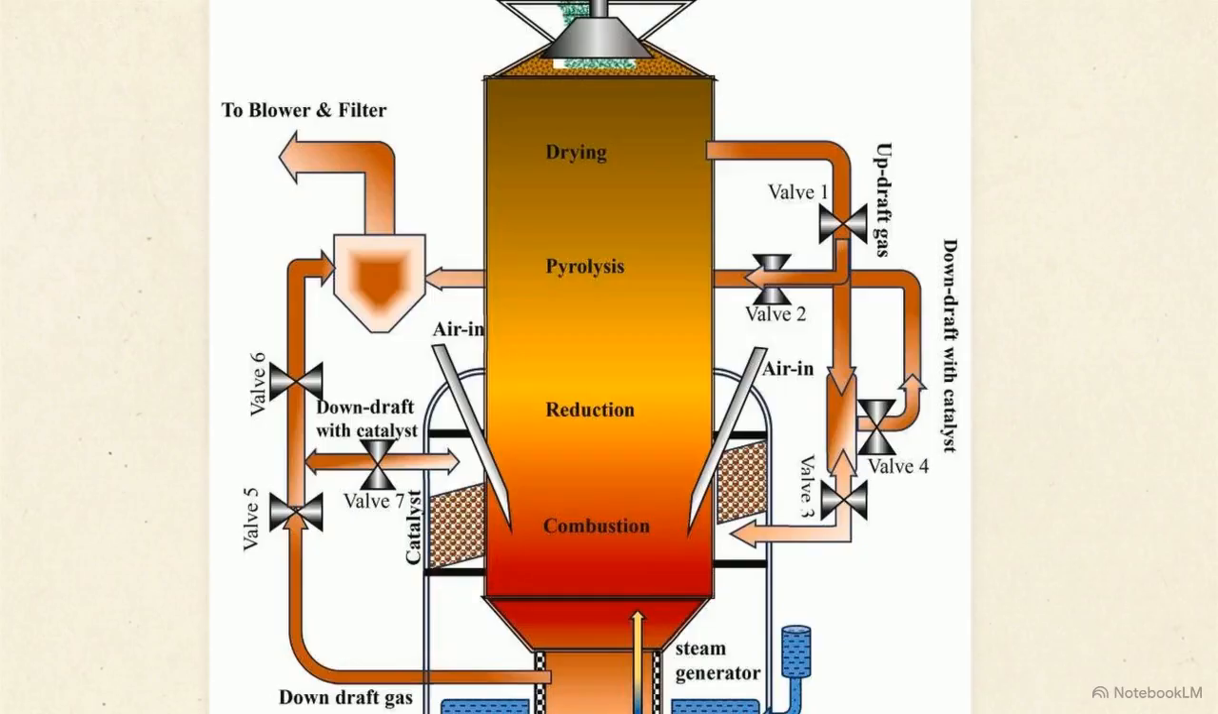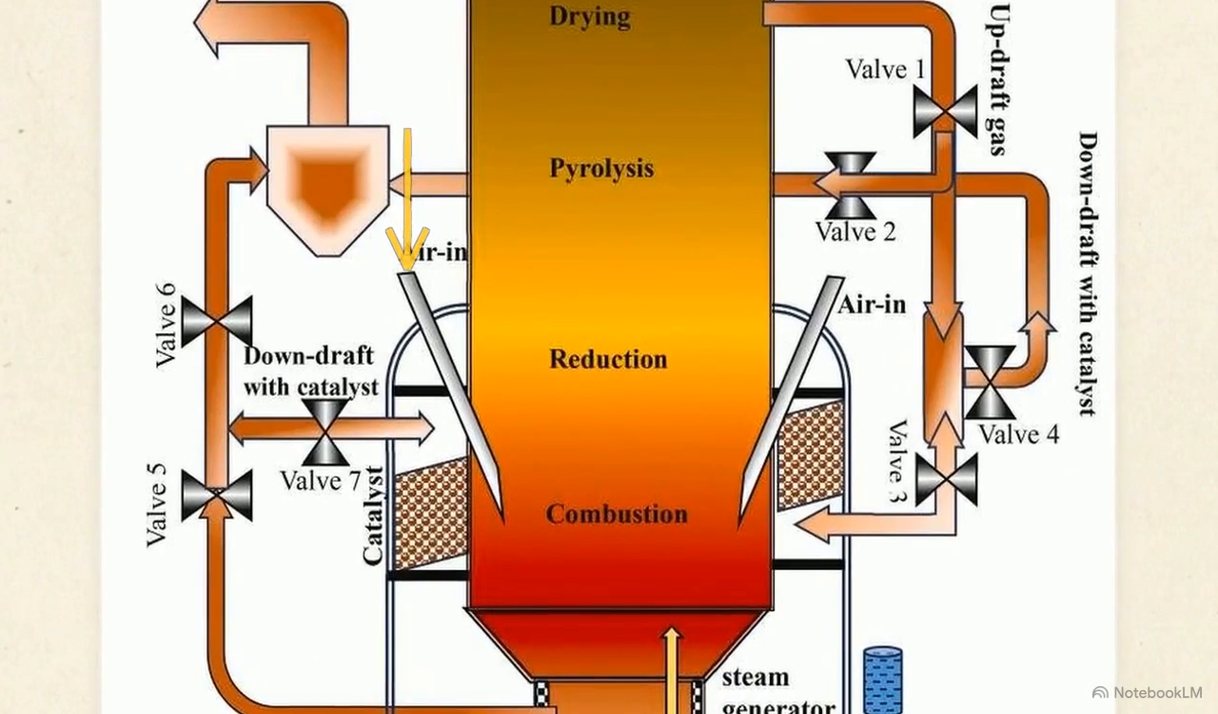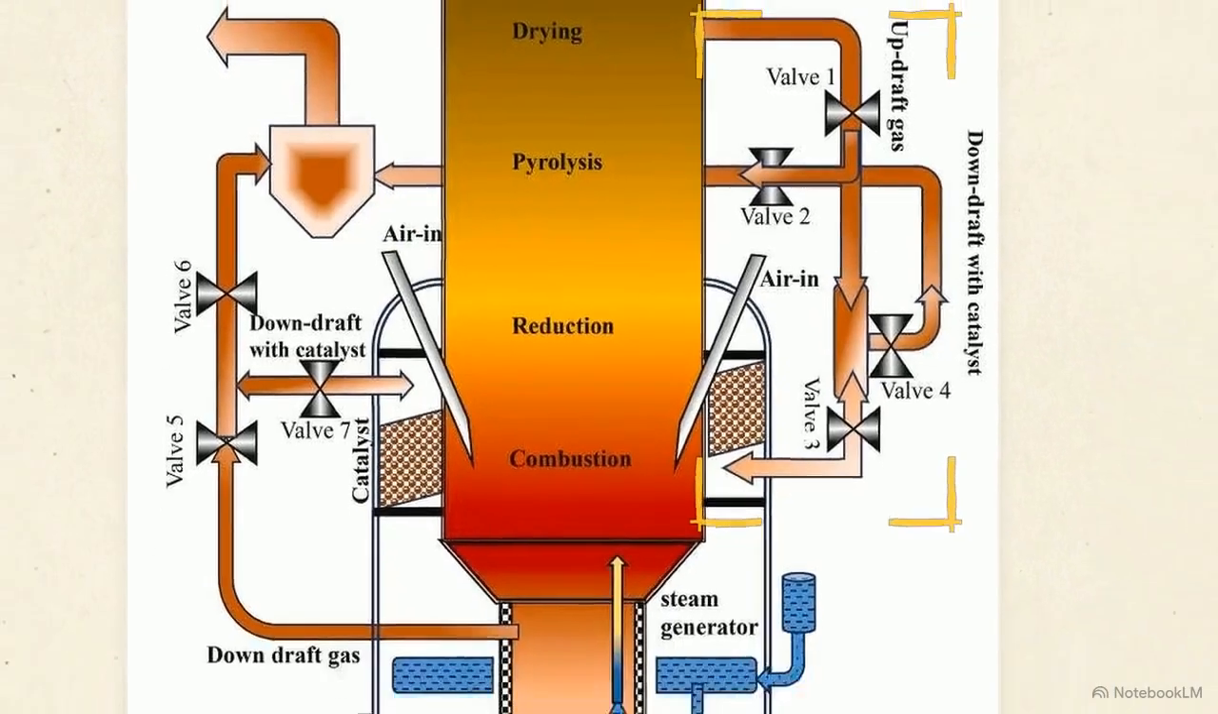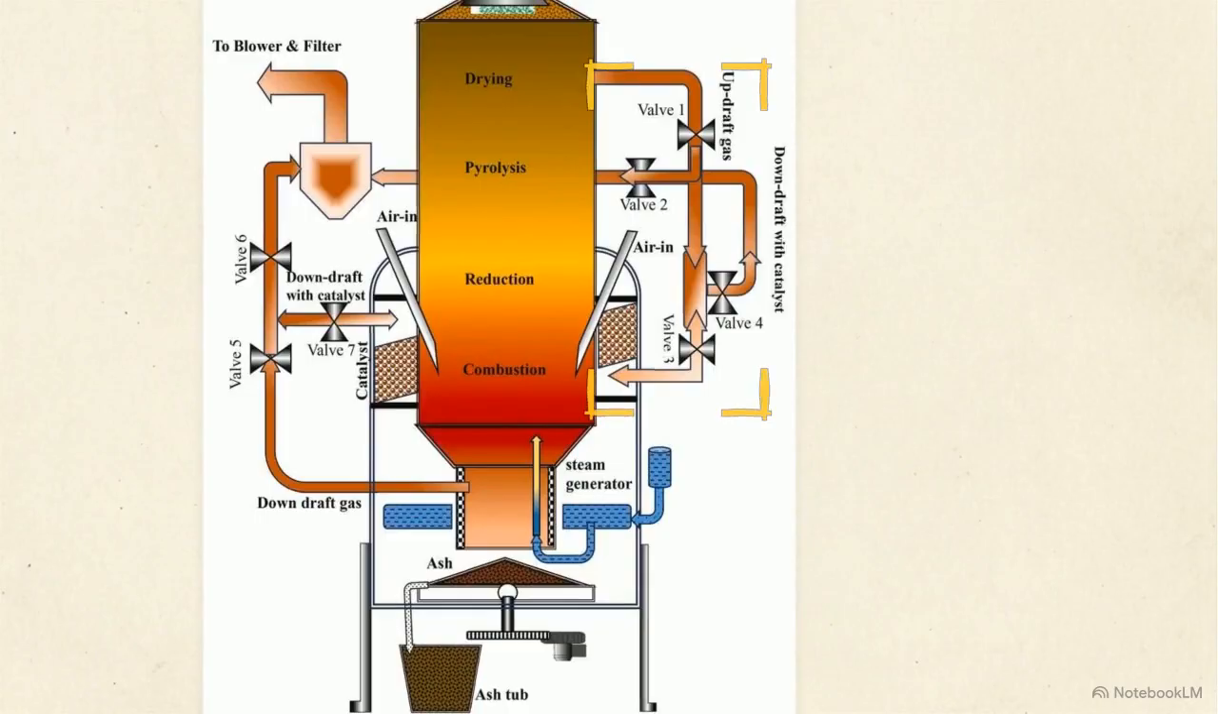This schematic details the internal geometry, stacked into 4 distinct chemical zones: drying at the top, descending into pyrolysis, reduction, and finally combustion. Instead of relying on a fixed internal pathway, the system uses movable air nozzles and mechanical valves. This valving network allows operators to physically reroute the draft direction mid-operation.